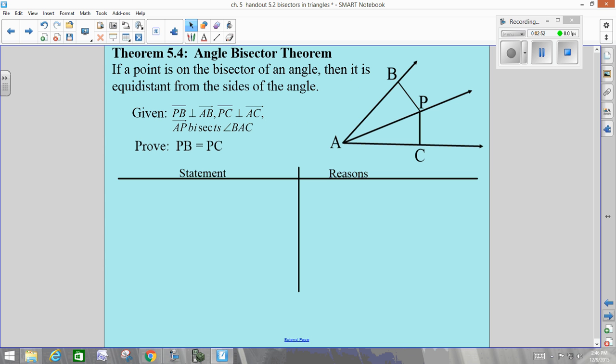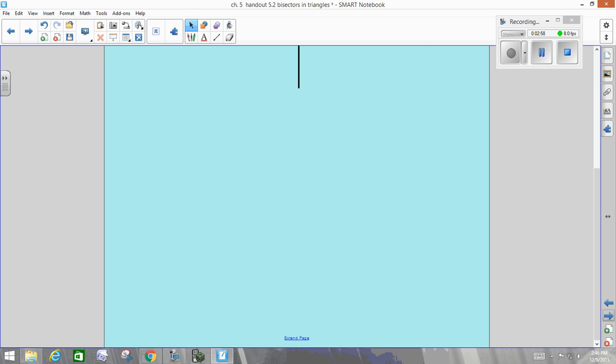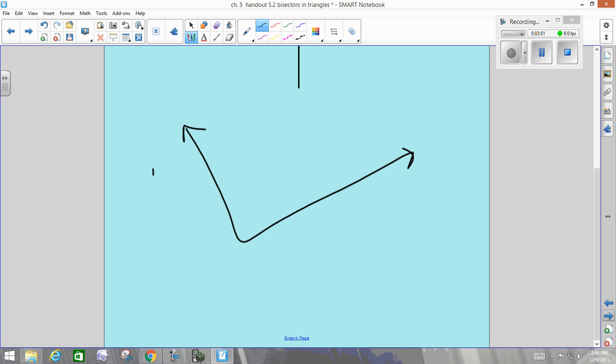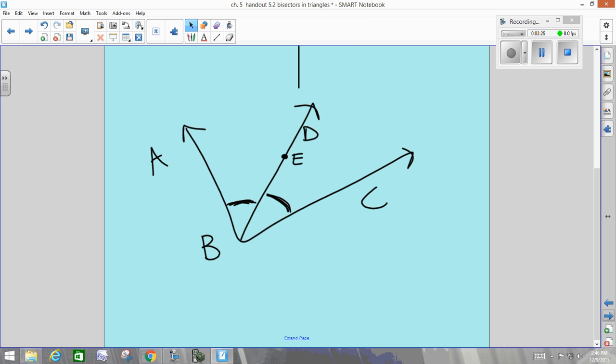Okay, flip it over. Those are the perpendicular bisector theorems. This is the angle bisector theorem. Okay, what's happening here in my picture? Good, angle ABC is being bisected, okay? So, if I have a point, call that point E, on the angle bisector, then the distance from that point to each side of the angle has to be congruent. That's what the angle bisector theorem says.